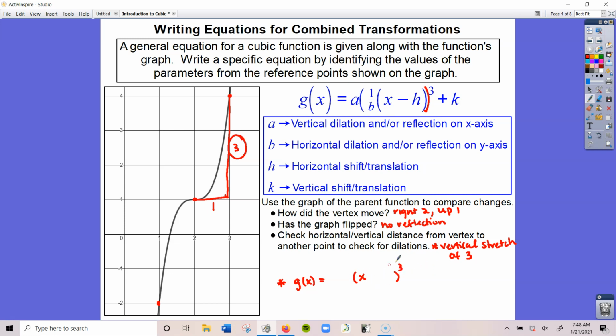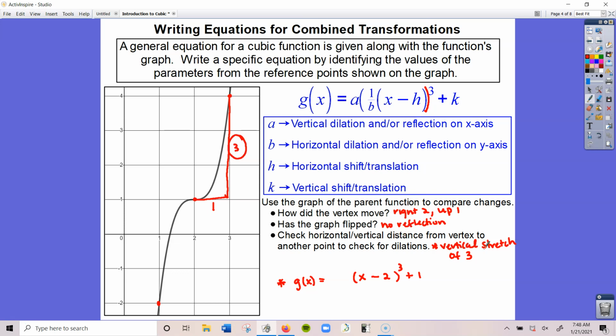We have parentheses, we have the exponent, and we have x inside of that parentheses. Then I start putting in those transformations into my equation, how it should be written. Right 2, we normally write it inside with the x, and we write the opposite of what it says. So we would write here minus 2, and that means it went to the right 2. Up 1, that's a plus 1 on the outside. No reflection, so we don't have to worry about putting a negative anywhere.